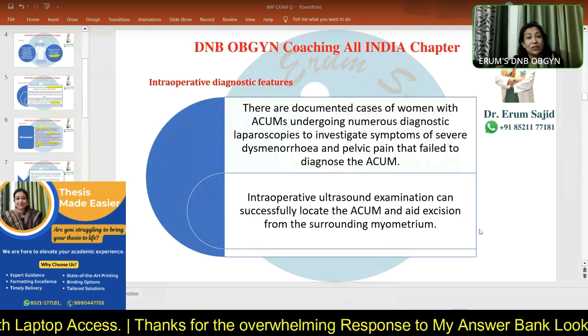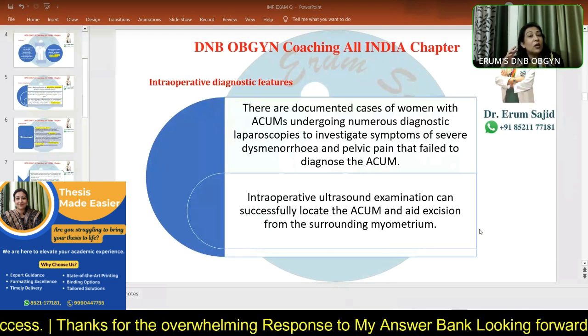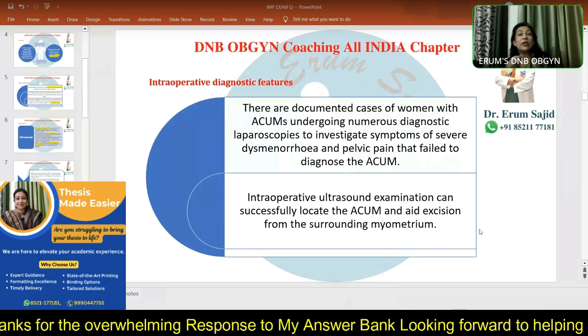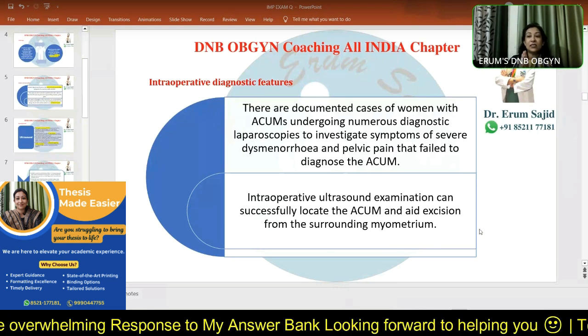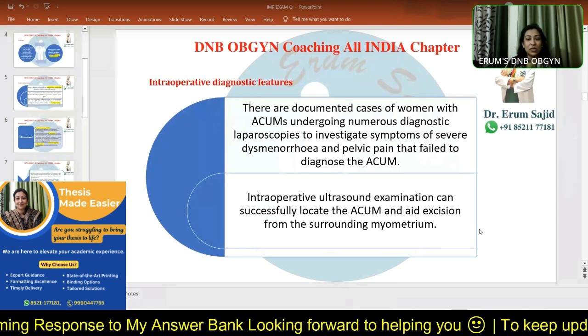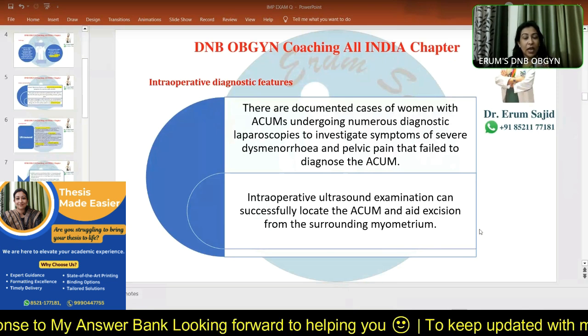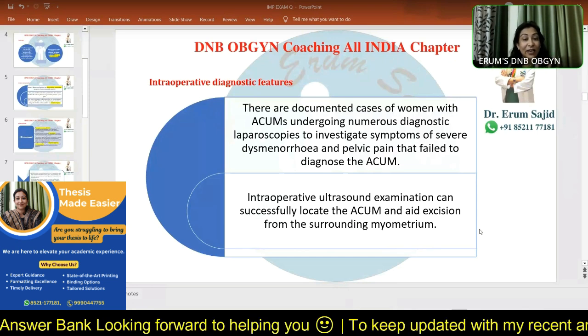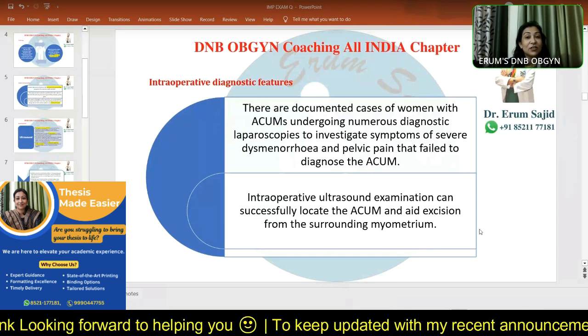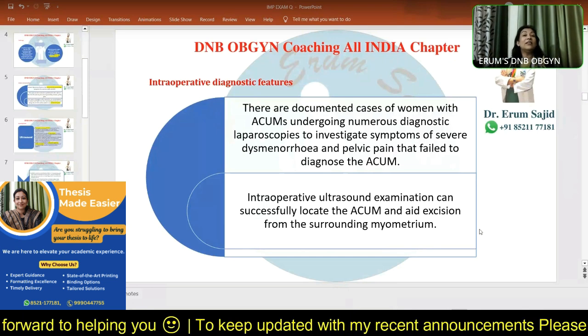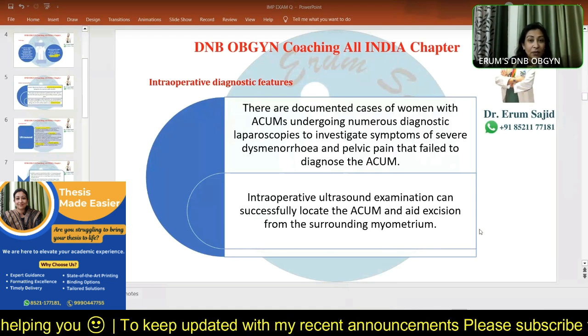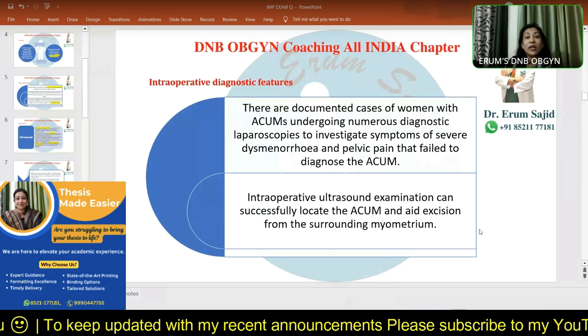Even if they're going through diagnostic laparoscopies, nobody's coming to this conclusion, because what they see in laparoscopy is that this broad ligament is a little swollen. Once you open the broad ligament, only then will you be able to see the cavitated malformation, right? And even then, it will not be very easy to diagnose, because the entity is so rare. It's not easy to find out.